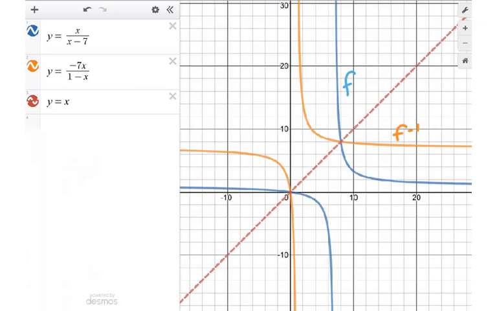We'll do one more video to connect a couple last things on inverses and then we'll call it good.